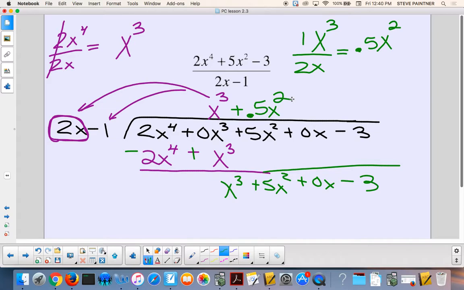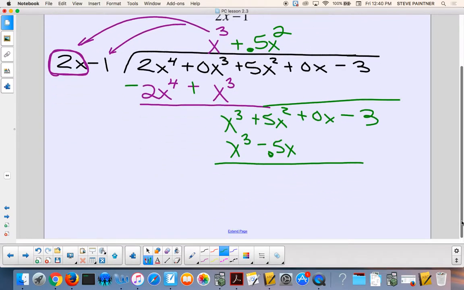Multiply 0.5x times this. That'd be x cubed. Remember, this is always supposed to be exactly the same as this. If it isn't, then this is wrong up here, okay? 0.5x squared times negative 1 is negative 0.5x. Draw your line and subtract.